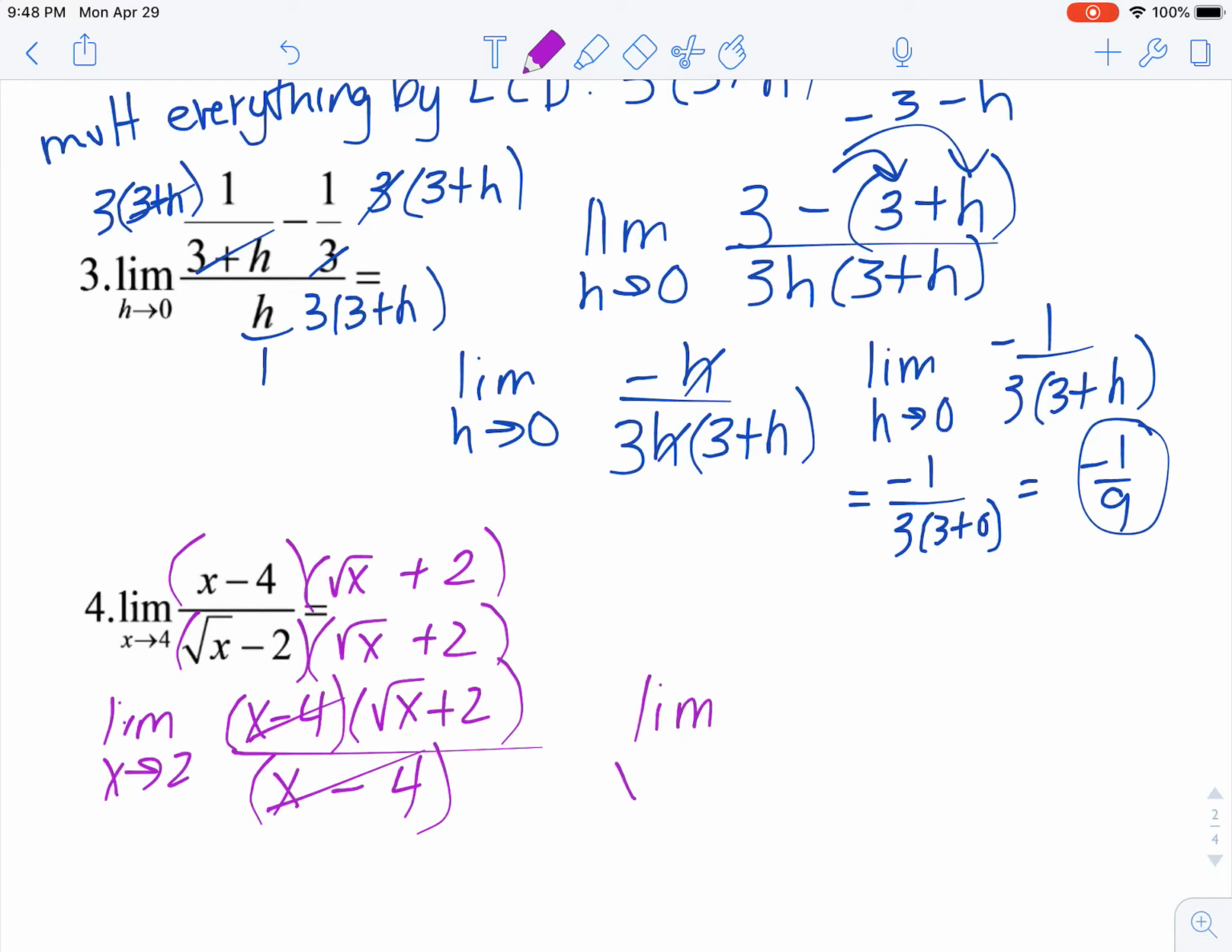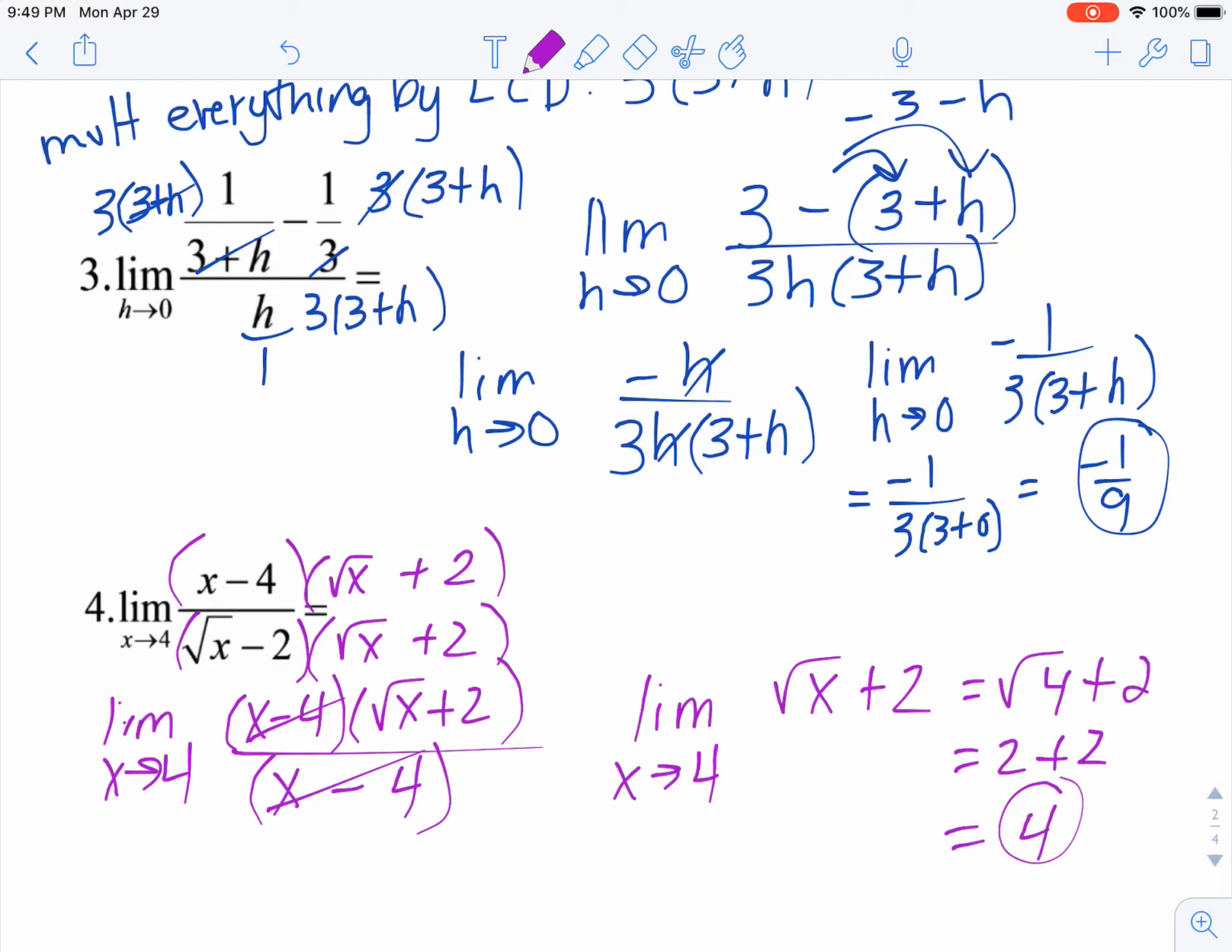We're going to have limit as x approaches 2 of radical... Oh, no, I don't want to write that yet. Radical x plus 2. Let me fix that. That was as x approaches 4, not 2. So that's going to be radical 4 plus 2, which is 2 plus 2, 4 again. Great.